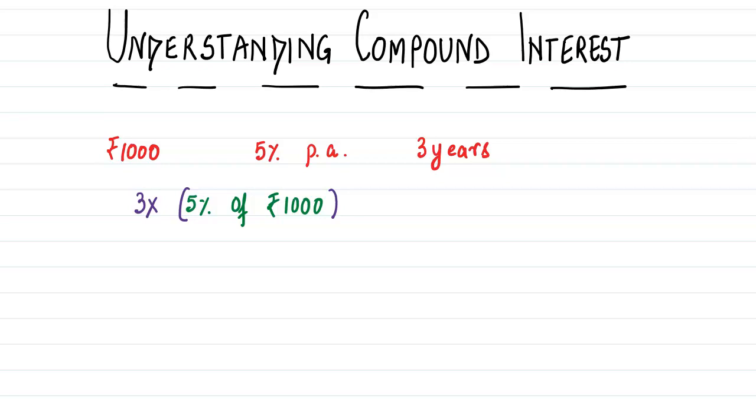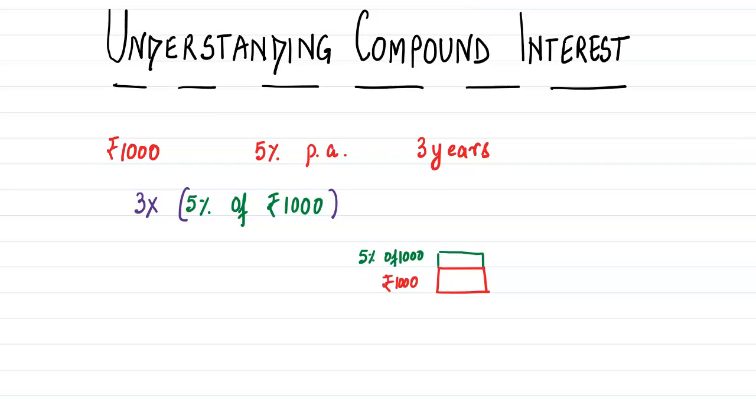But this is not the case in compound interest. In compound interest, we keep getting interest on the amount that accumulates. For example, now you have invested this much amount, which is rupees 1000. In the first year, you get an increment of 5% of 1000.